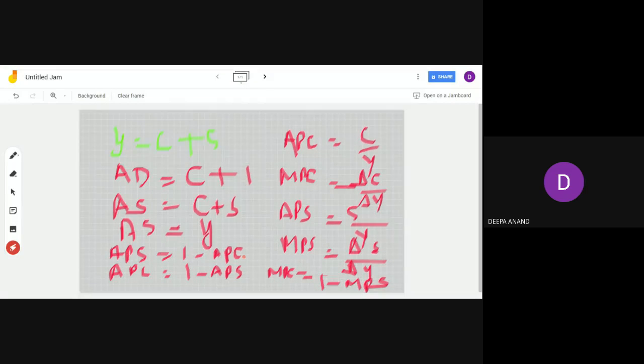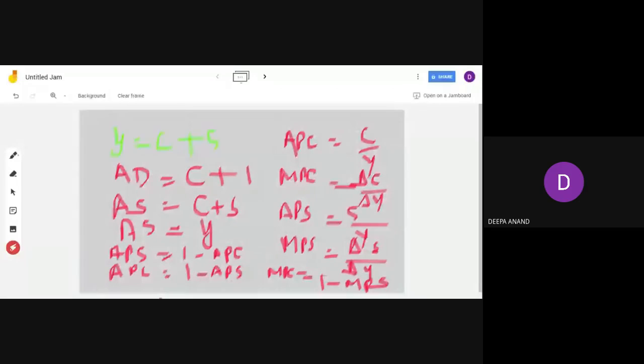Because APS plus APC is equal to 1. That is, the total national income is either consumed or saved. So you can write APS plus APC is equal to 1. So APS is equal to 1 minus APC, and APC is equal to 1 minus APS.